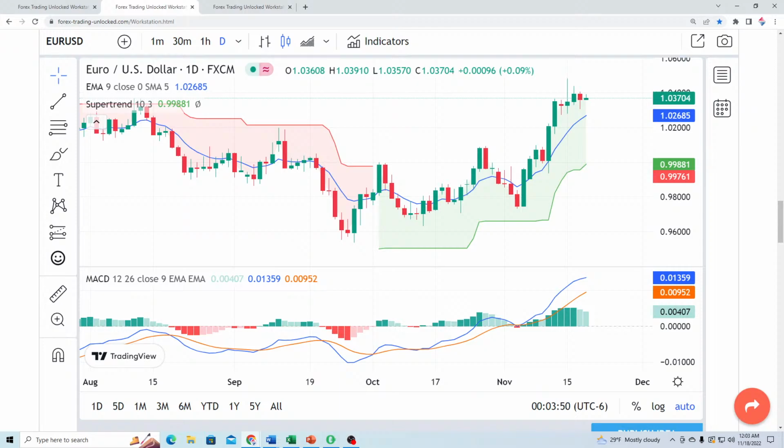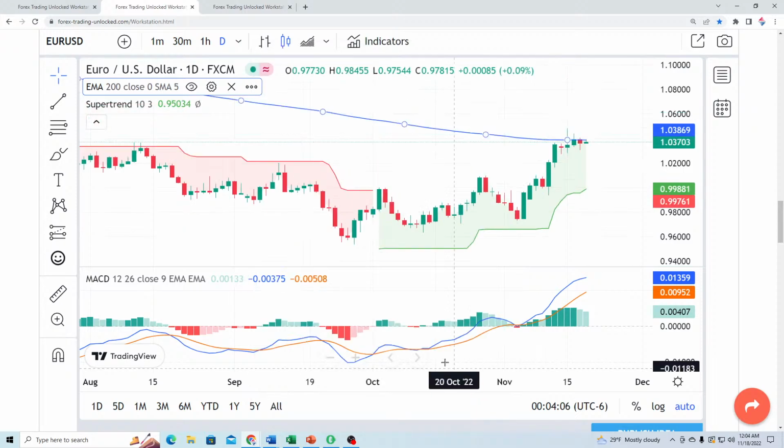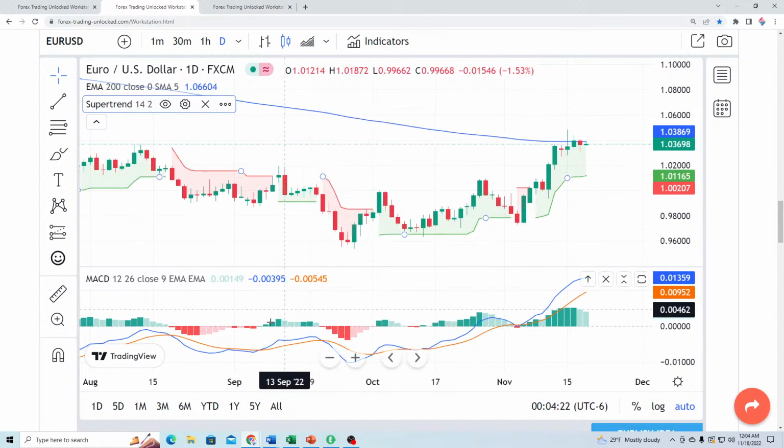First you want to highlight the EMA here and see this little thing. Once you get over this, it says settings. You want to click on that. You want to change the length here from 9 to 200, and then you click OK. Now you click on the Supertrend Indicator settings. You're going to see this ATR length of 10. You want to change that to a 14, and the factor, which has a 3, you want to change to a 2. Now you click on OK.